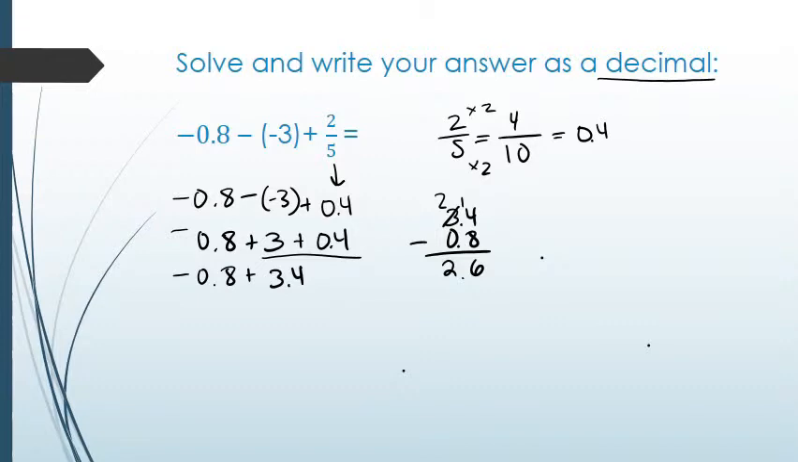And I have to think about my sign. And so in this case, the 3 and 4/10 has the higher absolute value. It's further from 0. And so that causes my overall answer to be positive. So this overall answer should be 2 and 6/10.